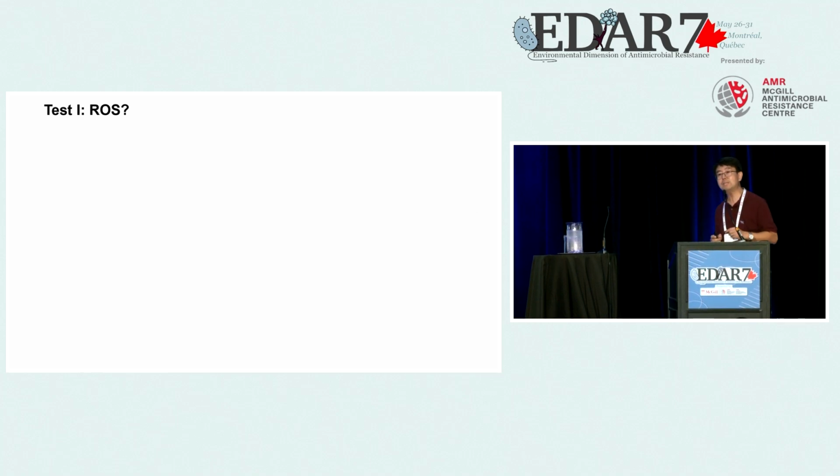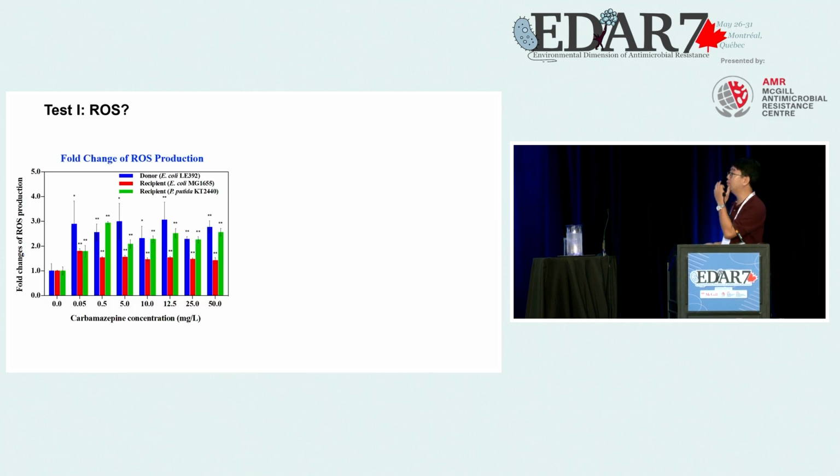Okay, so this is only a phenomenon. So why is this happening? The first idea we came up with is, how about the radicals? How about the reactive oxygen species? That's why we quantified the ROS generation in donor and recipient bacterial cells. You can see here, for the control, no overgeneration. But once we add carbamazepine, for both donor and recipient bacteria, they do overgenerate radicals, right?